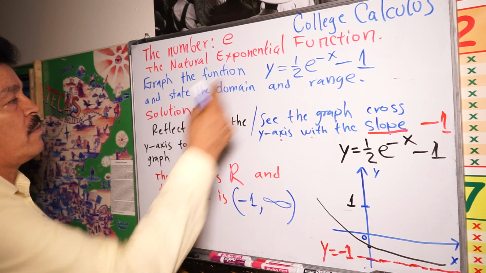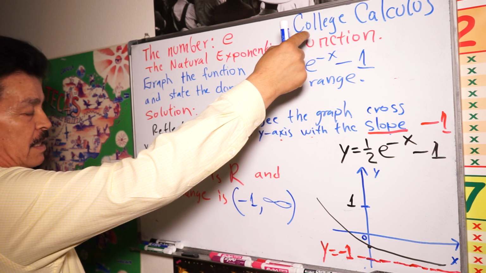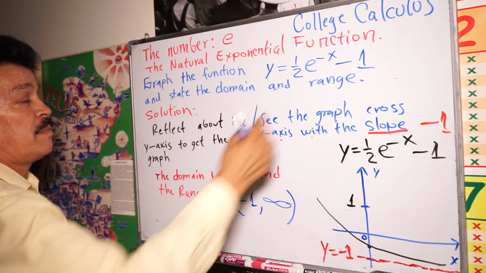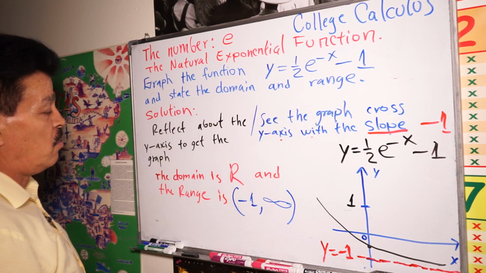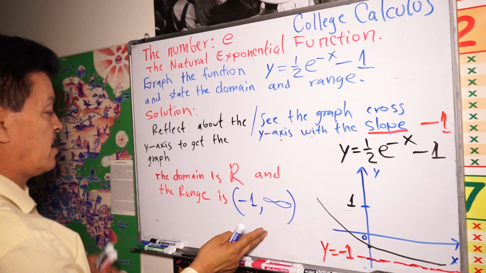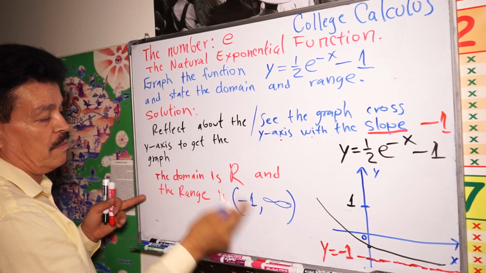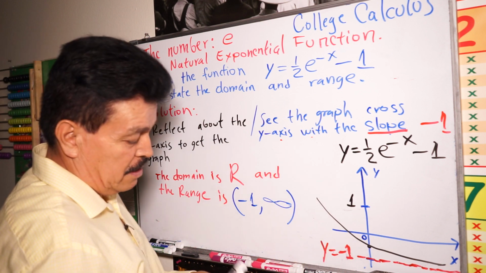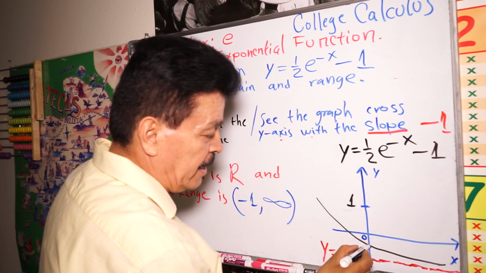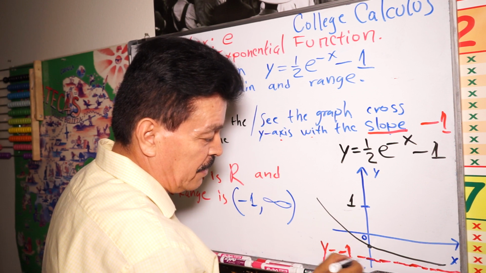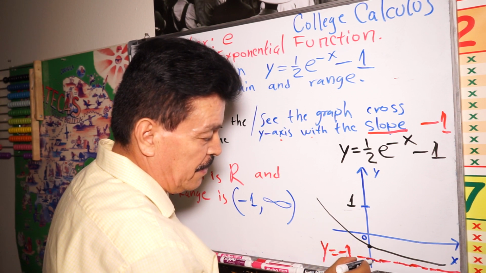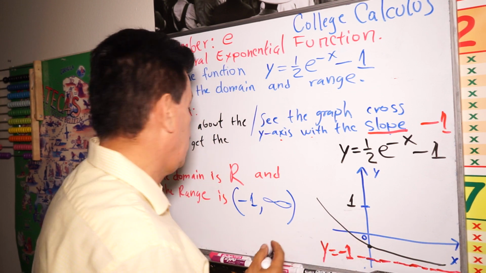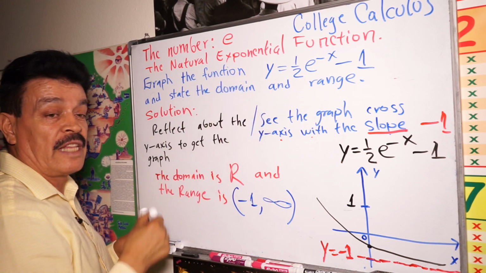Graph the function y equals 1/2 e to the negative x exponent minus 1 and state the domain and range. Okay, domain and range. This is the domain, this is the range. This is a graph. So here, this is very important. Check this is 1/2 here. This is -1 right here. This is 1 positive. Remember when we started the first step?